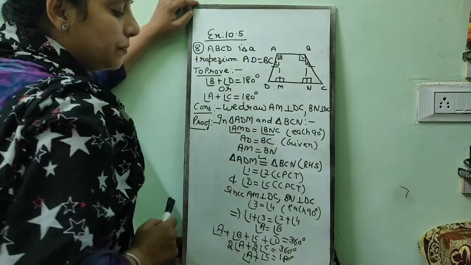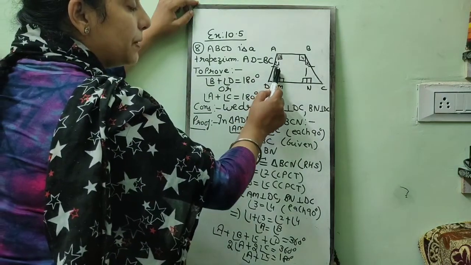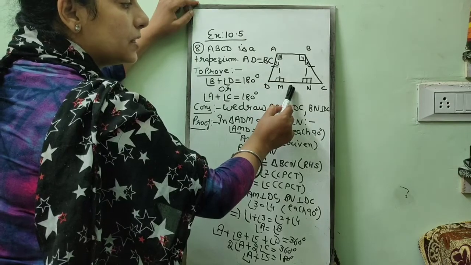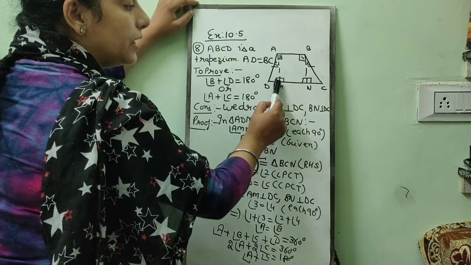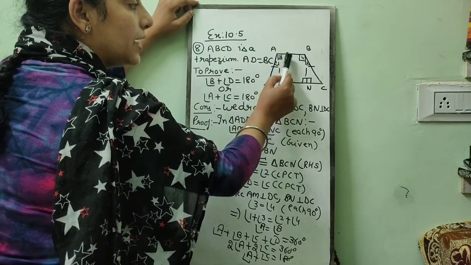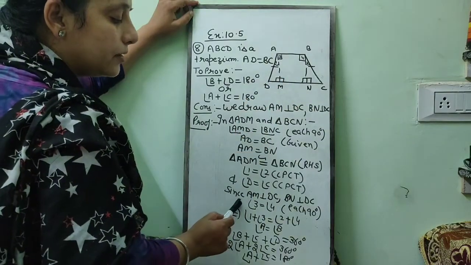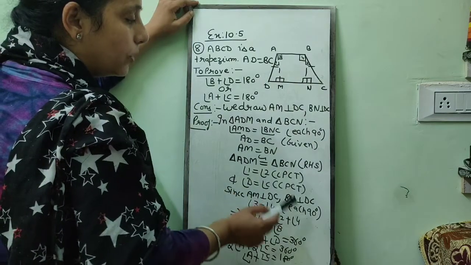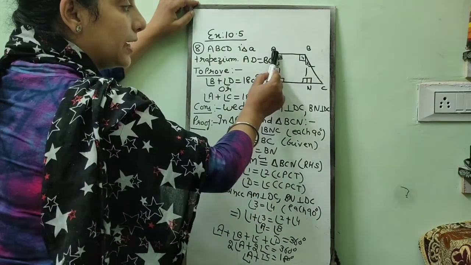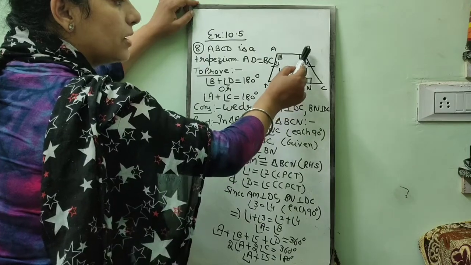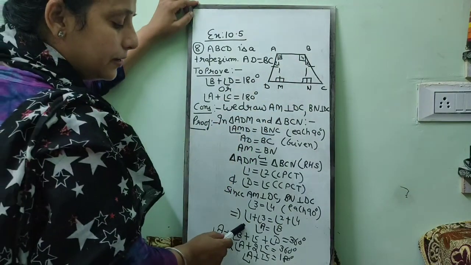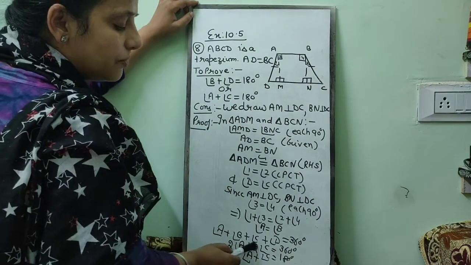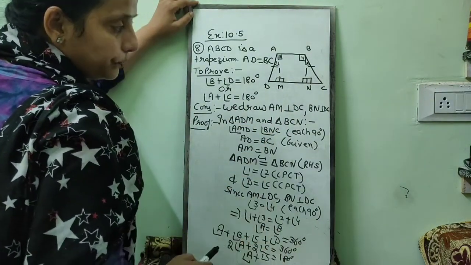See, by CPCT. Clear? Since these are perpendiculars and in a trapezium AB and DC are parallel, if this angle is 90, angle 3 and angle 4 will also be 90 degrees. Now I am going to add 1 and 3, and 2 and 4. 1 plus 3 will become angle A. 2 plus 4 will become angle B. Clear? Now ABCD is a quadrilateral, so the sum of these 4 angles will be 360.